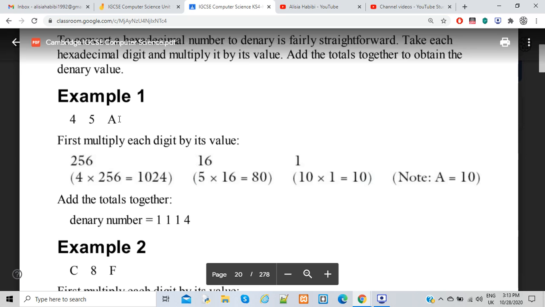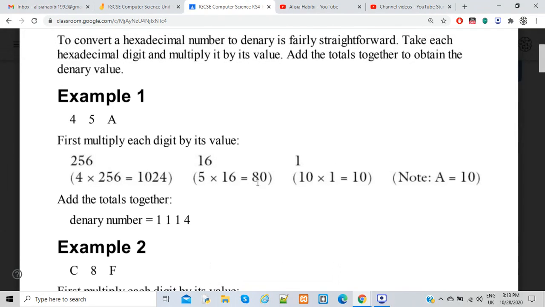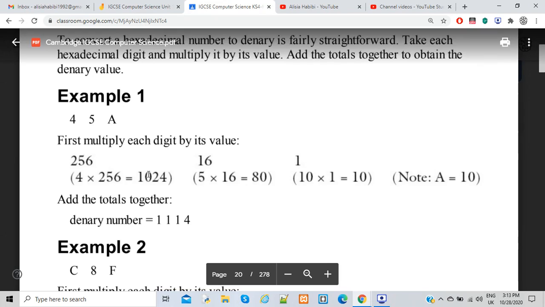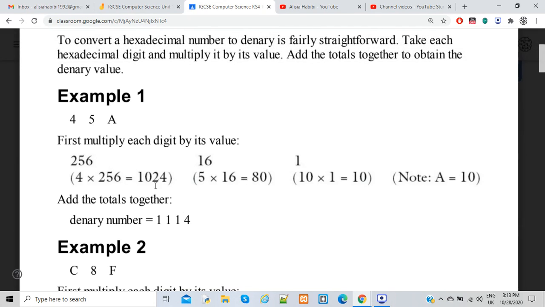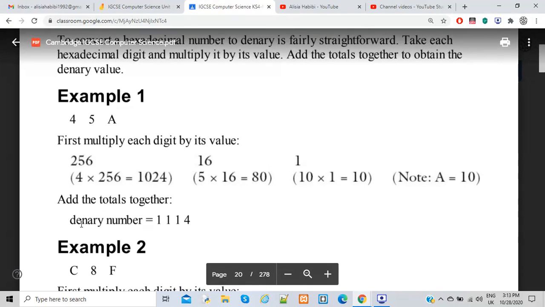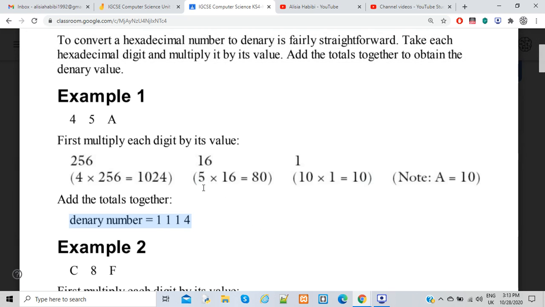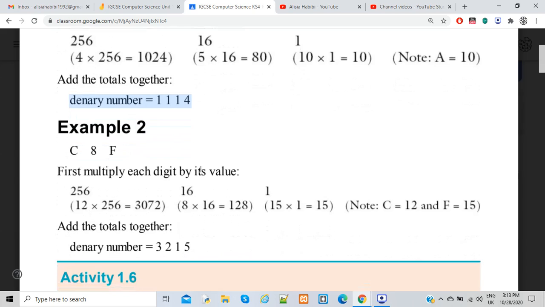So when you multiply A, which is 10, times 16 to the power of 0, as we have here, we have 10 times 1, and then of course 5 times 16, which gives us 80, and 4 times 256, because that's 16 to the power of 2, which gives us 1024. And these values all added up together give us the denary number of 1114. So this is a very simple step on how to convert hexadecimal numbers into denary.